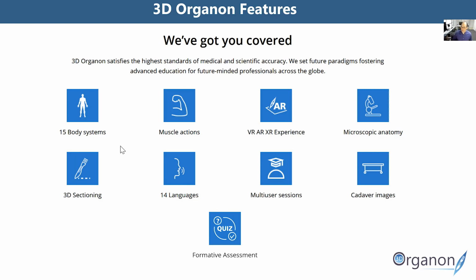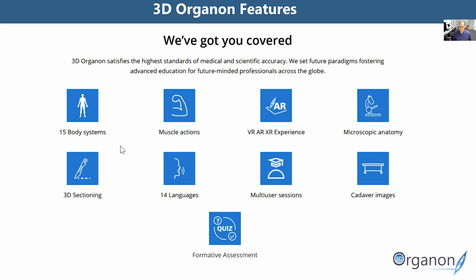3D Organon has a microscopic anatomy module with 3D histology models. This is very exciting. I will show you some short videos later on. In the new app coming in the next month, by the end of the next month, early August, we have a 3D sectioning tool. I have a small video about that one, the languages, the multi-user sessions, and also we have a few hundred cadaveric images that can be used for teaching purposes.